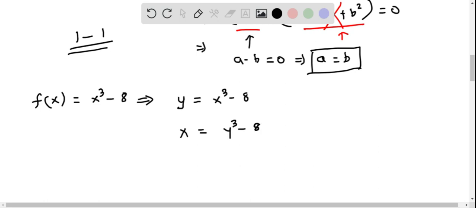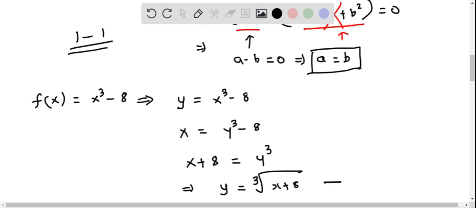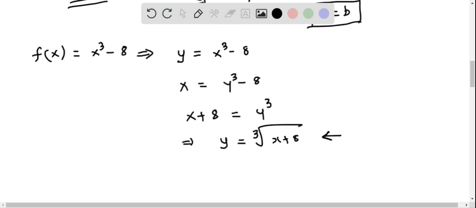And then we solve for y from the equation after we interchange x and y. So now I'm going to add 8 on both sides. When I do that, I get x plus 8 equals y cubed. I need to solve for y from this equation. I take the cube root on both sides, so I get y equals the cube root of x plus 8. This is basically the inverse of the function.